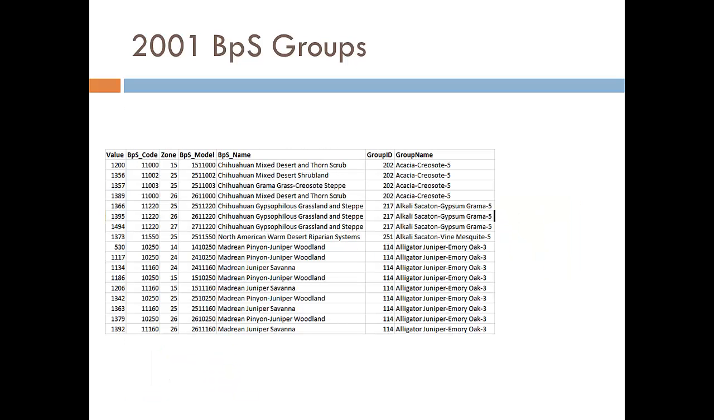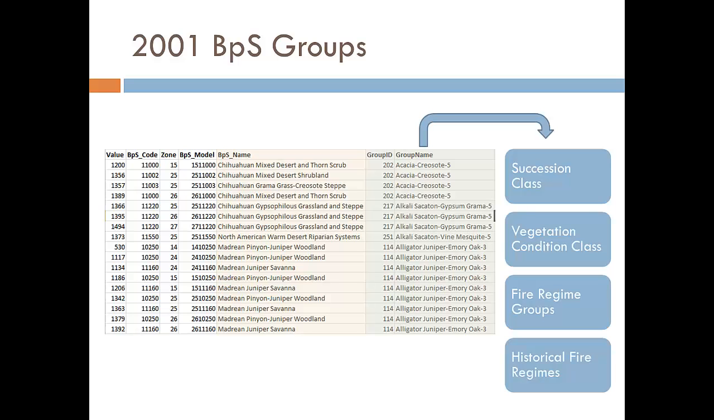Note that the BpS map attribute table for all versions of LANDFIRE includes both the original BpS name and the group name. This provides users with 2 different BpS classification schemes to explore and use. However, it is important to remember that the BpS map and the BpS reference conditions are inputs into the fire regime products, including succession class, vegetation condition class, fire regime groups, and the historical fire regime maps. In LANDFIRE 2001 and 2008, these maps were based on the group BpS and its associated exemplar model.